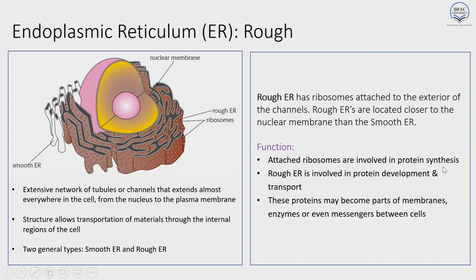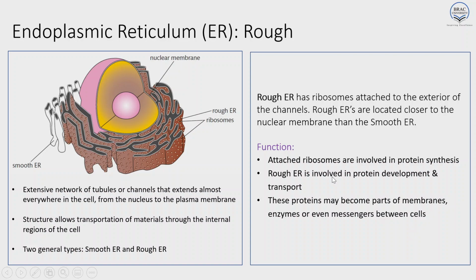Yes, we know that ribosomes are involved in protein synthesis, and rough ER is involved in protein development and transport. So those proteins that are synthesized in the ribosomes travel through the channels of the rough ER, and then the rough ER allows these proteins to be transported, and in the meantime these proteins develop. Any modification occurs throughout this transportation. And the last function is that proteins may become parts of the membranes and enzymes or even messengers.